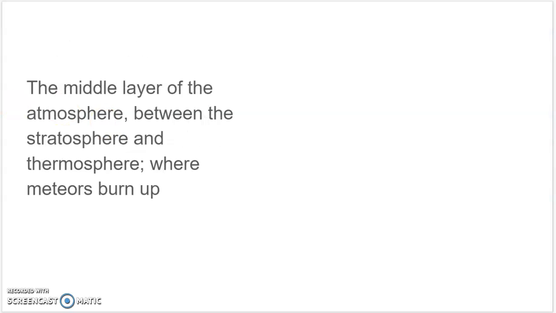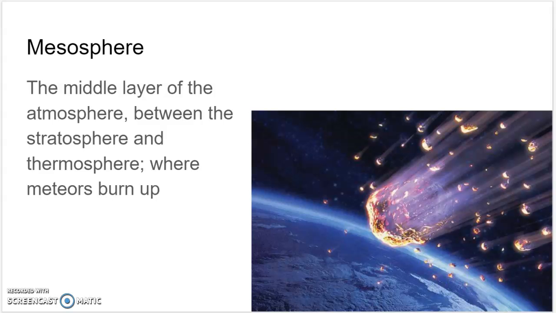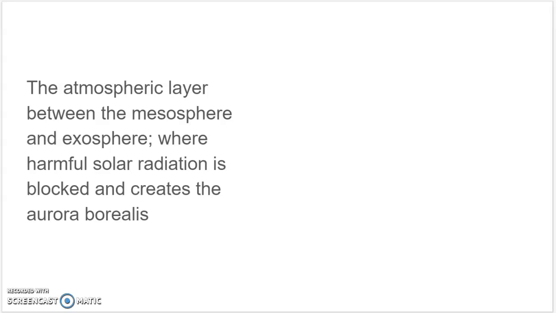What do we call the middle layer of the atmosphere? It's between the stratosphere and thermosphere. It's where meteors burn up on their way to Earth. We call that the mesosphere. The mesosphere is where we see shooting stars. It protects us from asteroids.